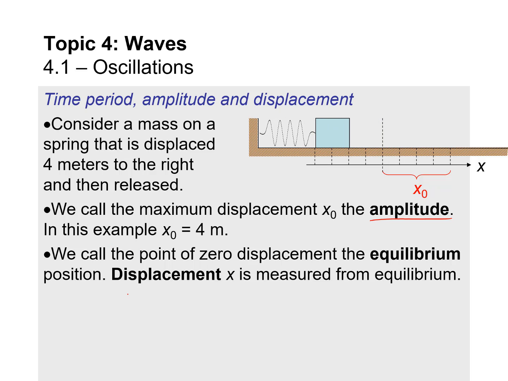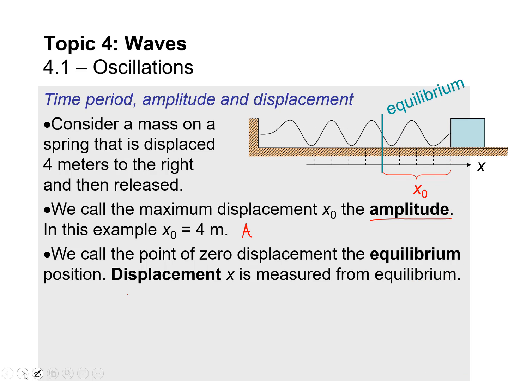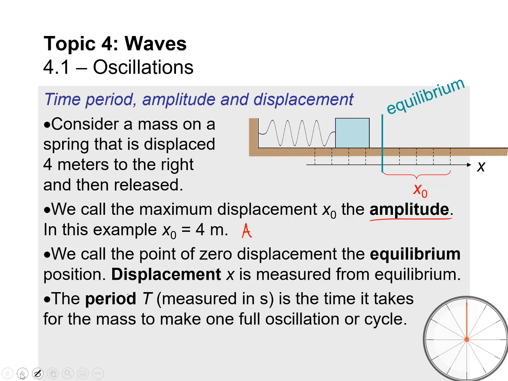One other note, amplitude is sometimes written as the variable capital A instead of x naught, so you might see x naught, you might see A for amplitude. We would say x is the position at any given time, and x naught is the maximum position, or amplitude.